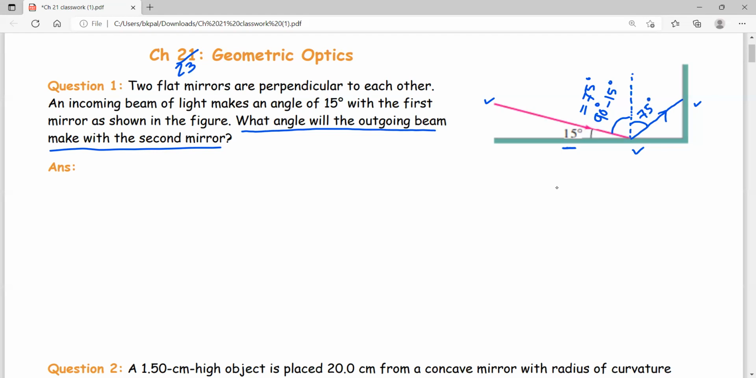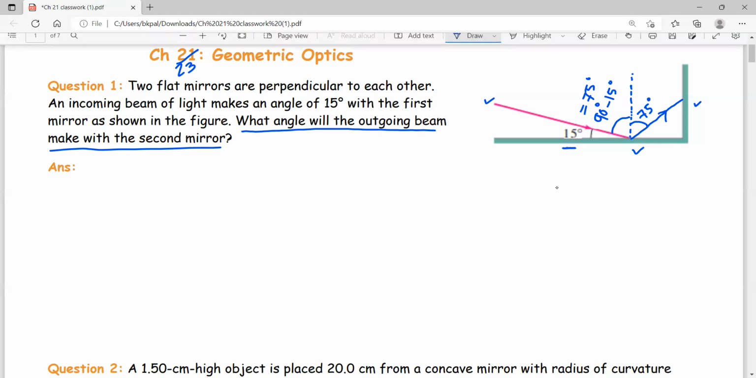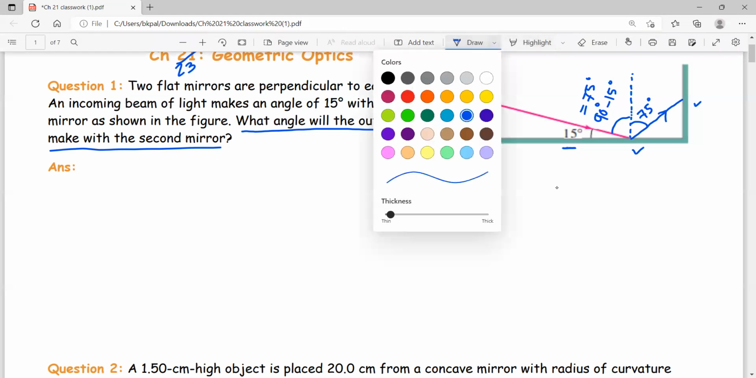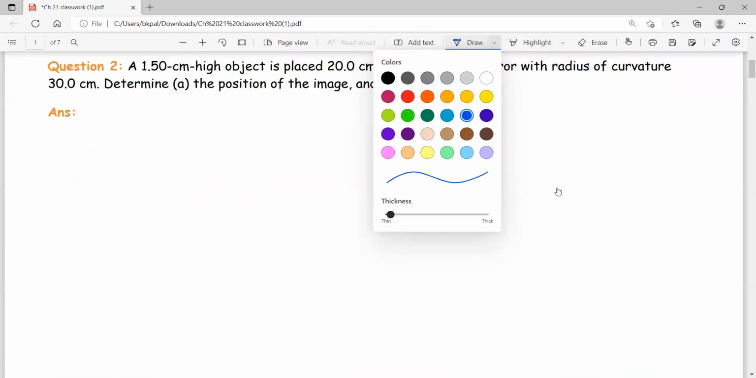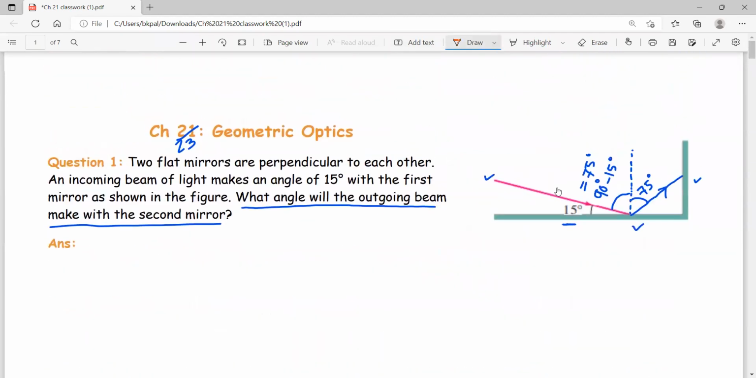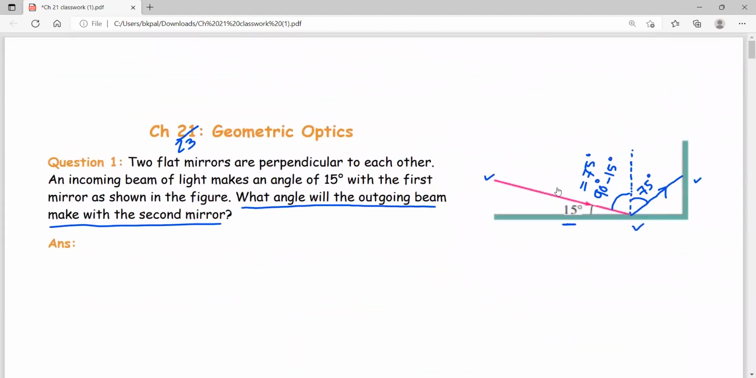Now let me use another color for the second mirror. For the second mirror, this ray is the incident ray, and this is the normal for the second mirror. This will be the incident angle, so we have to know what this angle is.